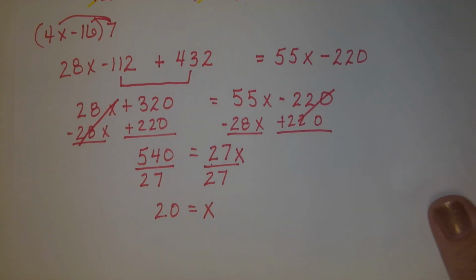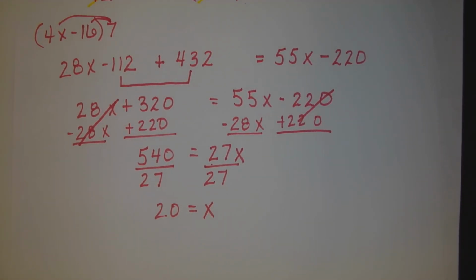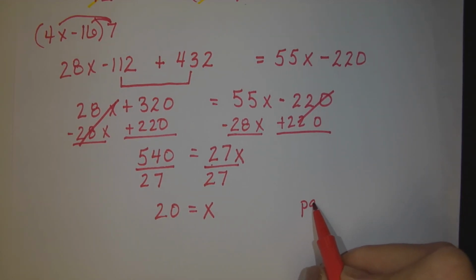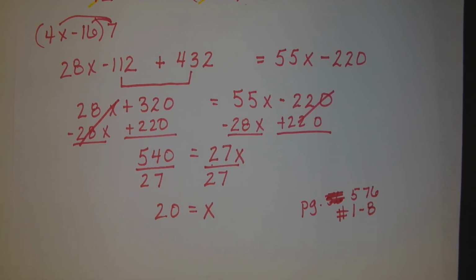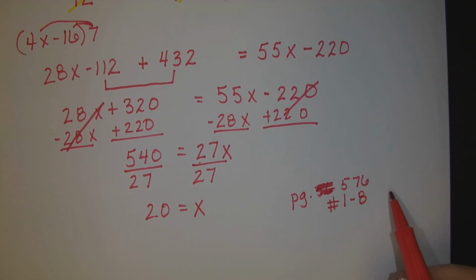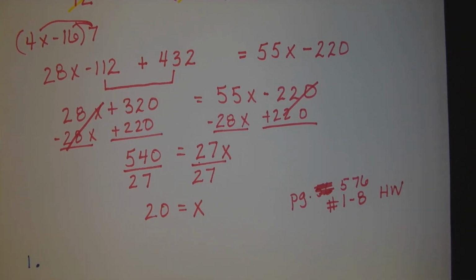Sorry, I took it away too soon. There you go. All right, you have 8 minutes. Go to your book. 576. Numbers 1 through 8 is your homework. I would like for us to at least get number 1 done together. So if you will, go ahead and start number 1 now.